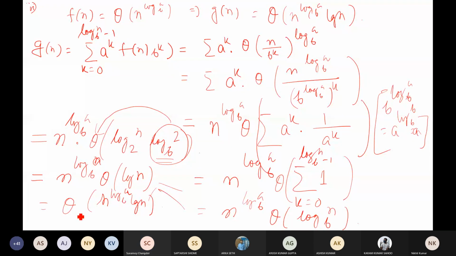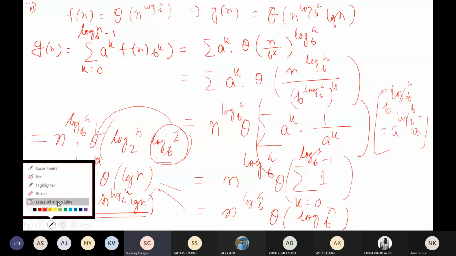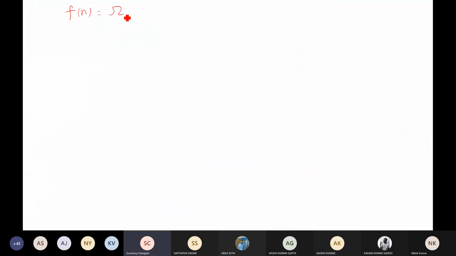Okay, case 2 is also proved. Now let us go for case 3. Case 3, it is given that f of n is equal to omega of n to the power log a base b plus epsilon. You are not going to this.